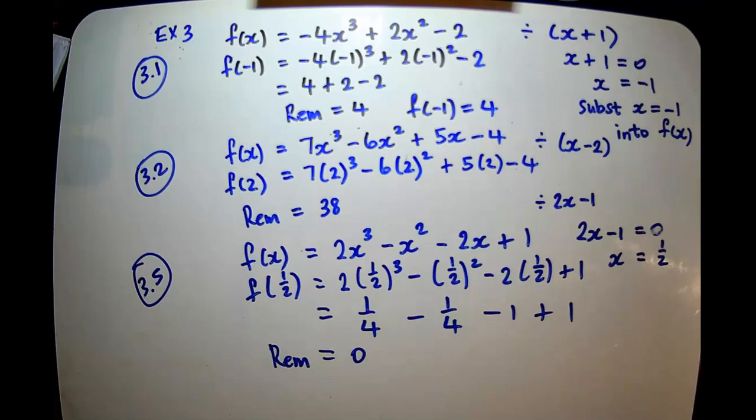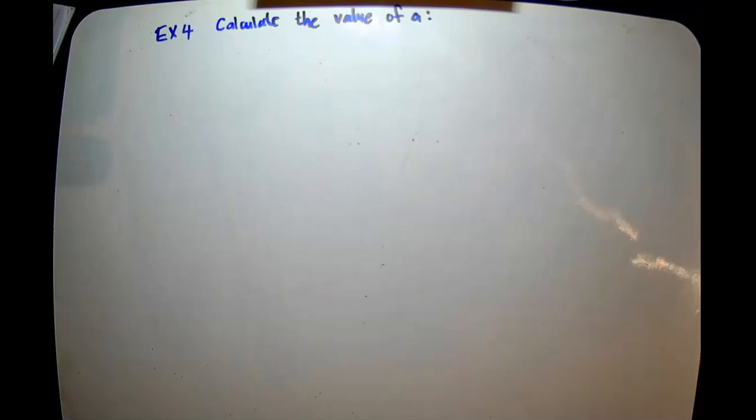Remainder 0. This means 2x minus 1 is a factor because the remainder is equal to 0. Calculate the value of a.